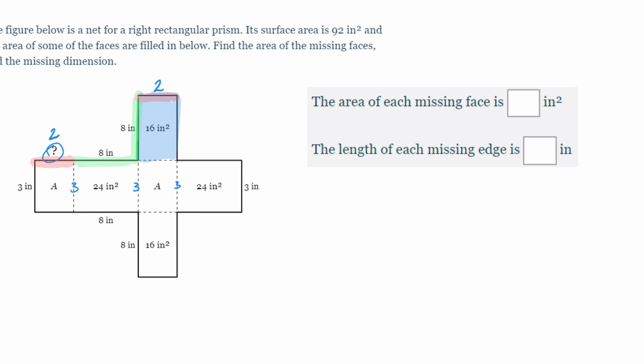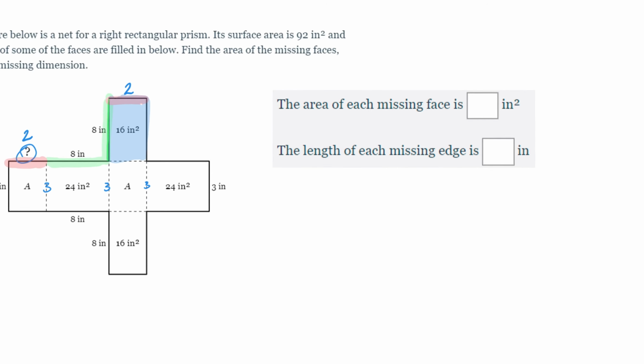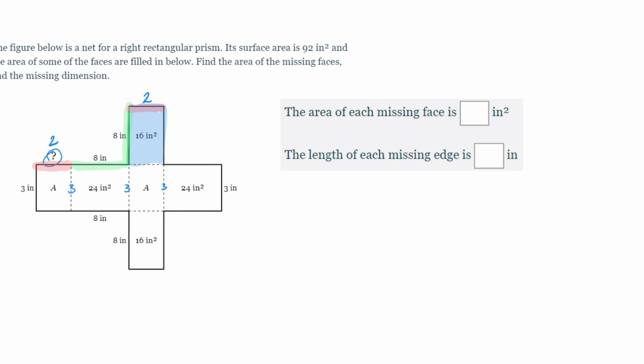So let's go back to our questions here. What is the area of the edge that's missing? That would be the A value. Well, that would be 3 by 2, which is 6. And then what is the length of the missing edge? That would be 2. The answers are kind of asked in a backwards order, but that's fine.